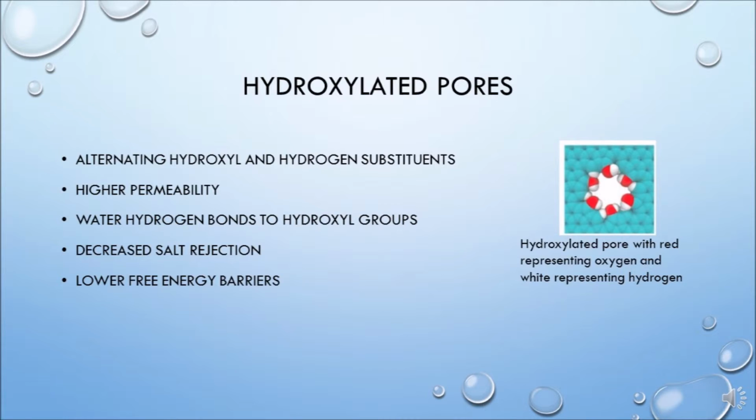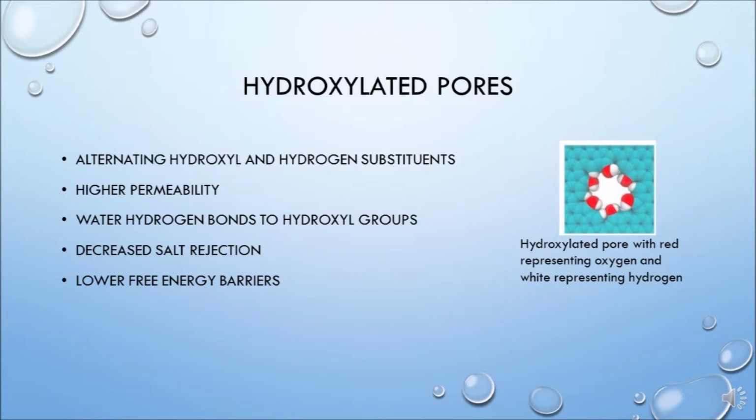There are two types of pores in nanoporous graphene membrane, one of which is the hydroxylated pore. Hydroxylated pores have alternating hydroxyl and hydrogen groups, which are hydrophilic in nature. The different pores give different results when it comes to permeability and salt rejection, so it is up to the user to choose which membrane to use based on their own specifications.